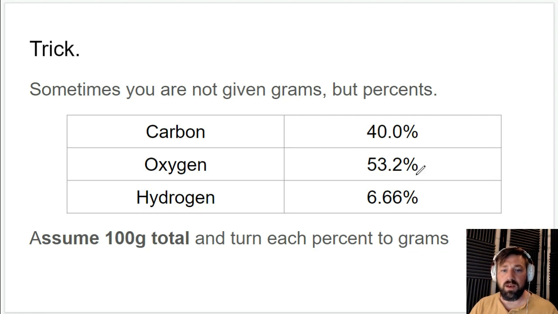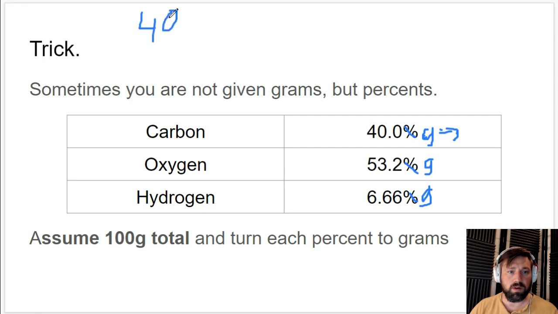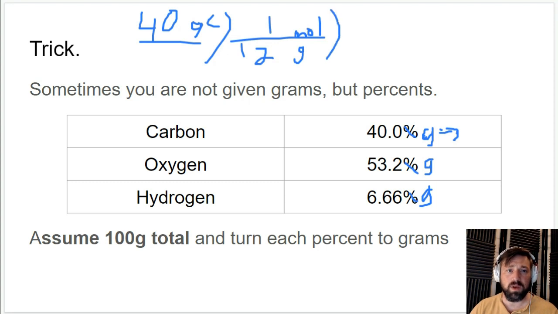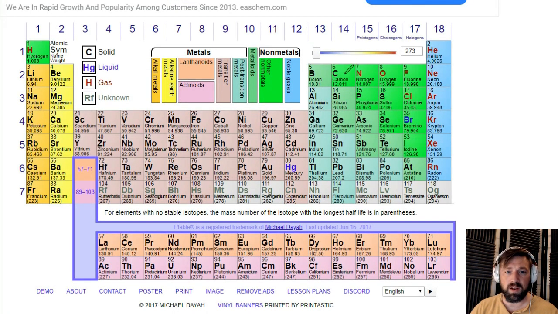From then on, using these numbers, we can take these and turn them into grams. From there, we can then convert these over to moles. If we have 40 grams of carbon, let's do this up here. So 40 grams of carbon, and we know that the grams per mole of carbon is 12 grams per 1 mole. If you don't know that, you can always look at your periodic table, and find carbon and see what its molecular weight is.